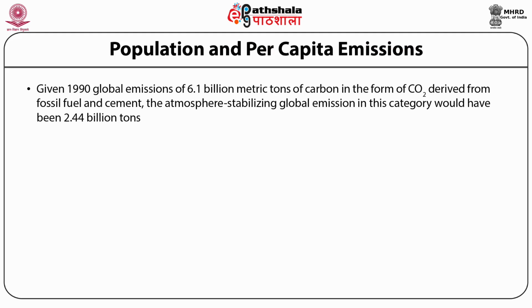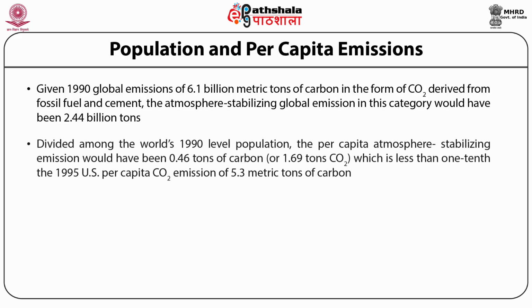Given 1990 global emissions of 6.1 billion metric tons of carbon in the form of carbon dioxide derived from fossil fuel and cement, the atmosphere stabilizing global emissions in this category would have been 2.44 billion tons. Divided among the world's 1990 level population, the per capita atmosphere stabilizing emission would have been 0.46 tons of carbon or 1.69 tons of carbon dioxide.